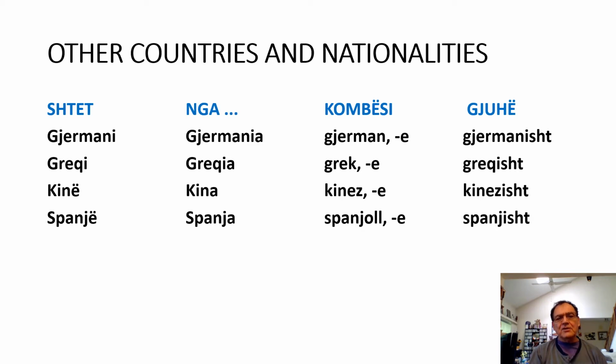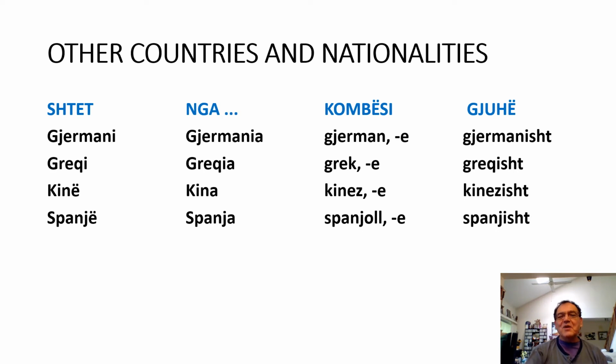Notice that all these nouns here, all these countries, are feminine. In Albanian, the words that end in a vowel are typically feminine. Now, if a word ends in a stressed vowel sound, then we make the definite form by adding an a. So we say Gjermani, Gjermania, Greqi, Greqia. If the noun ends in an unpronounced e, like Kinë or Spanjë, we change the e into an a, and that makes the definite form. So we have Kinë, Kina, Spanjë, Spanja.